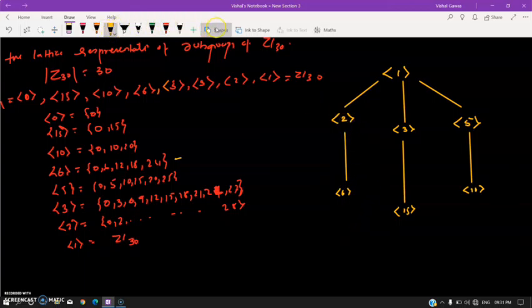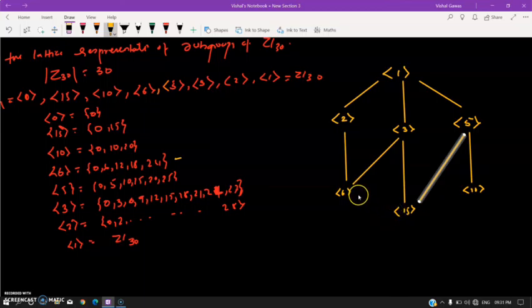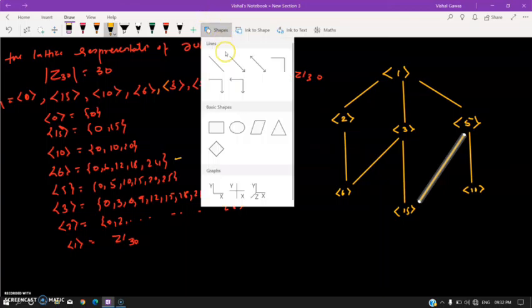So first of all, 6 is a subgroup of 3 also, right? So draw this nicely. You can draw it better than me. Then 15 is a subgroup of 5 also, so you can draw a link between them. 10 and 3 don't have any link, right? 6 and 15 don't have a link either. And then all this comes and meets 0.